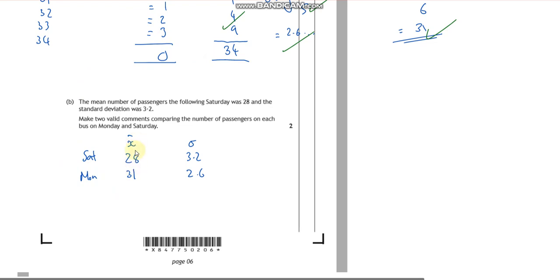So two valid comments. So for this one, you want to always start off with on average. So on average, what do we think? Monday's got 31, Saturday's got 28. So on average, there are more passengers on a Monday than a Saturday, something like that. I'm trying to tie it into the question as much as possible.